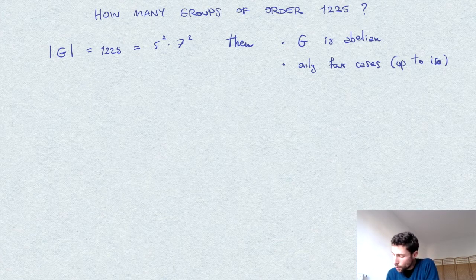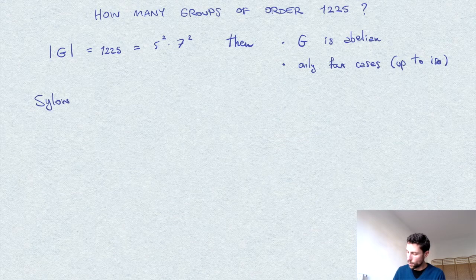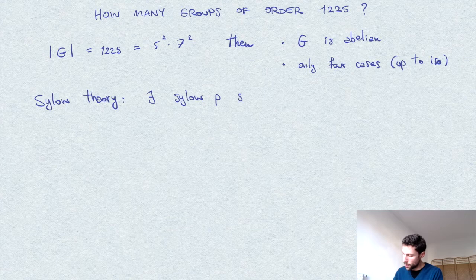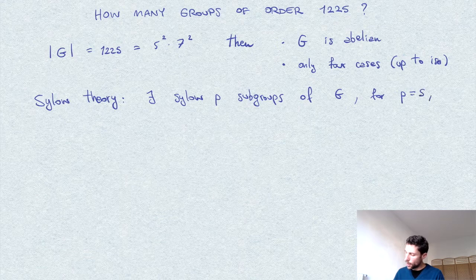Okay, so suppose we have such a group. What does Sylow theory tell us? First of all, we know that we have these Sylow p-groups for p equals 5 and 7. So there exist, say, p-groups, or Sylow p-groups, or p-subgroups specifically, for p equal to 5 and 7.